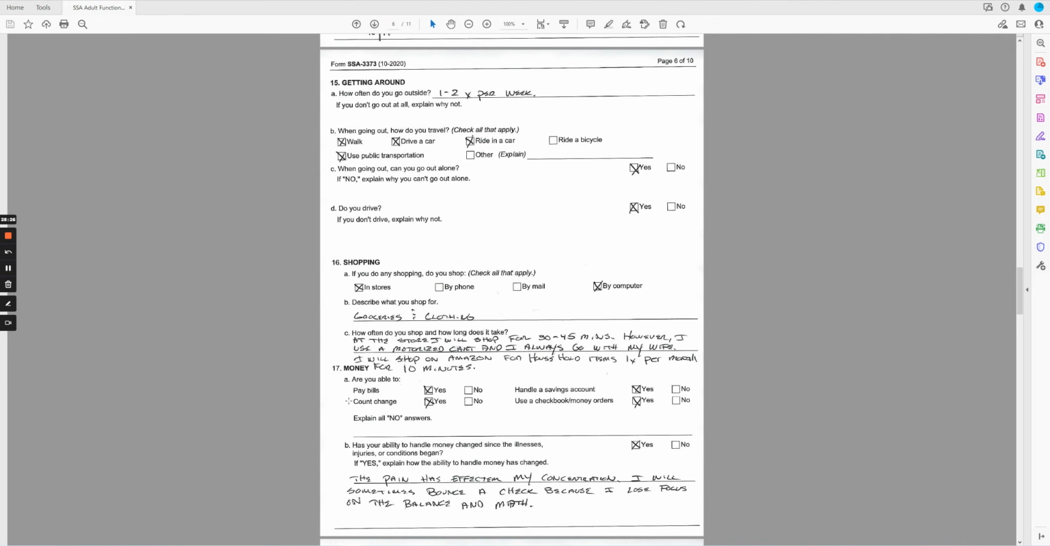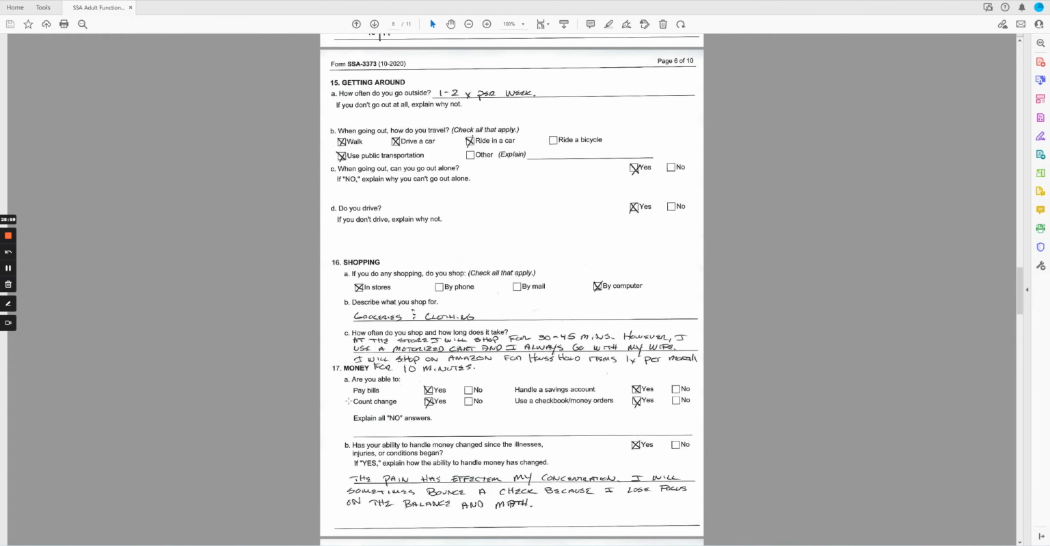When you go out, how do you travel? Check all that apply. Self-explanatory. Walk, drive a car, ride in a car. Be careful with riding a bicycle or riding a motorcycle. Those are pretty physical activities. Obviously, if you do it, you need to put it down there, but they would likely use that against you. And if you do ride a bicycle or a motorcycle, you really need to explain how you're able to do that or the difficulties you have in doing that.